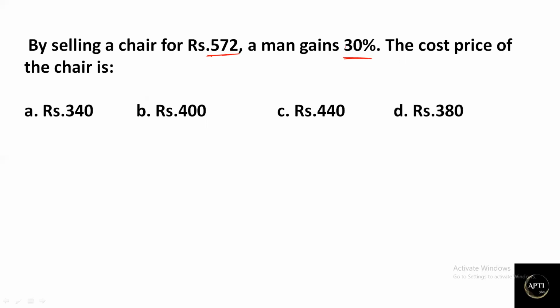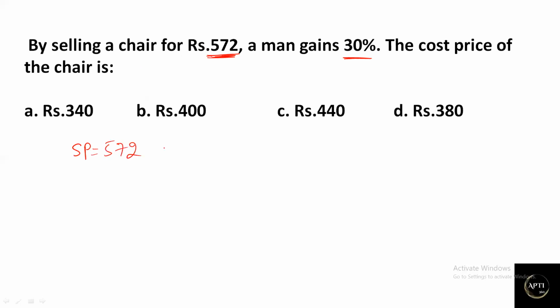Find the cost price. If you observe the questions we have solved previously, almost all are based on a single logic. We are not going to solve any difficult level questions now. For one question they are asking about selling price, for another they are asking about cost price, and instead of profit percent, loss percent is given. So it is almost revolving around a single logic. Now here, which value is given? Selling price. By selling a chair for 572 rupees means they are selling the chair. How much is the selling price of the chair?